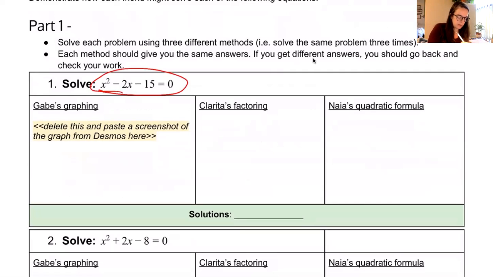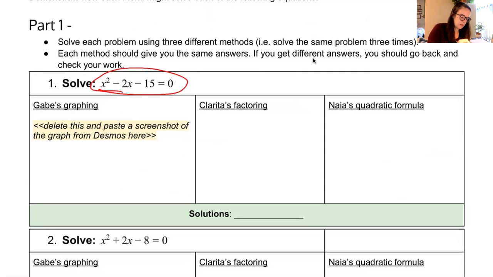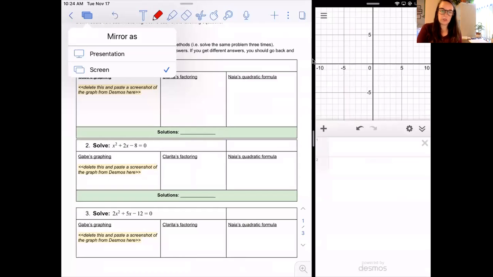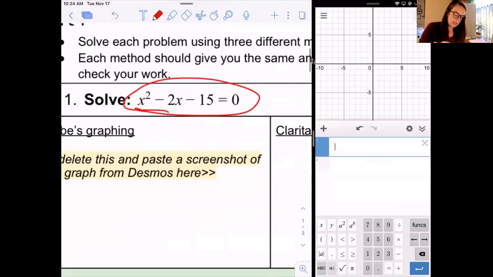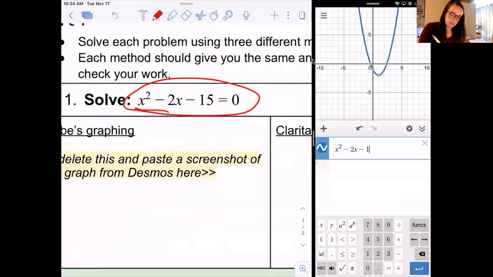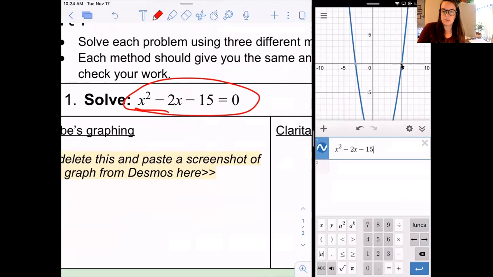First we're going to solve it with graphing. So I'm going to go ahead and bring up Desmos. Let me get out of presentation mode here. I'm going to graph this one: x squared minus 2x minus 15. Notice I don't want to put the equals 0, because that's going to make two straight lines. I know that it's equal to 0, so I'm going to click the places where it's equal to 0.